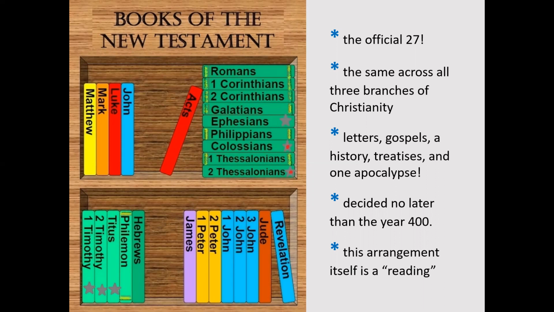I will point out, though, that this order is not the order that the books were written in. So arranging them in this order was done probably for various reasons. So this arrangement is itself an interpretation of these books. What do I mean by that? Well, for example, the book of Revelation was not the last one written, but it's placed as the very last book in the canon.